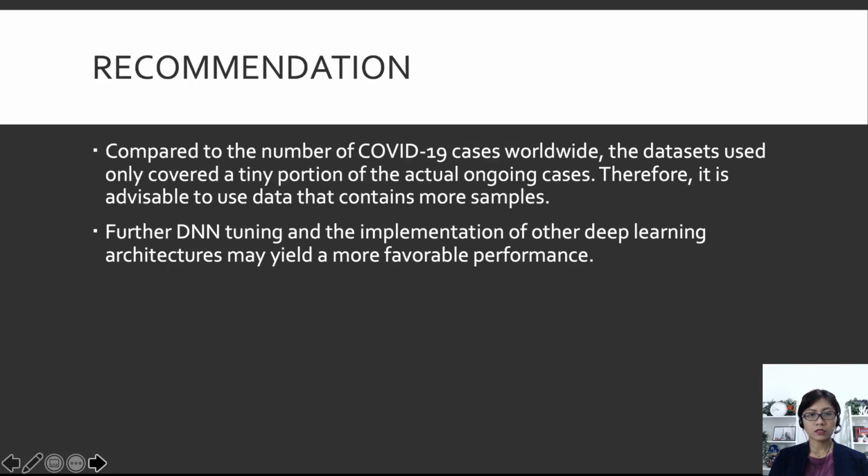The recommendations: compared to the number of COVID-19 cases worldwide, the datasets used only covered a tiny portion of actual ongoing cases. Therefore, it is advisable to use data that contains more samples. Further DNN tuning and implementation of other deep learning architectures may yield a more favorable performance.